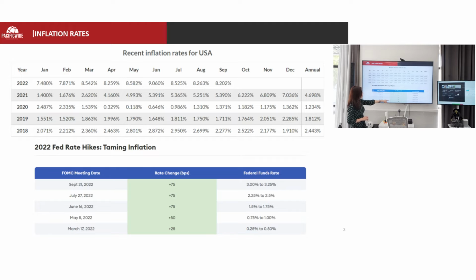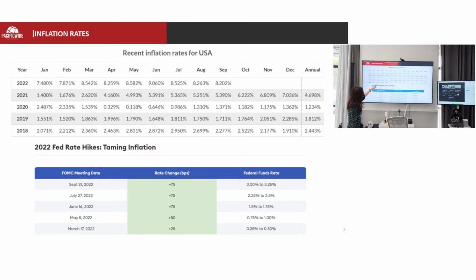They raised the federal fund rate from 0.25% to 0.5%. And the inflation rate in March 2022 is what? 8.542%. Do you see that? The inflation rate in March is over 8%. After they raised it by a quarter, the inflation rate went down a little bit. But then in May, it went up again. So in May, they raised the federal fund rate one more time, this time by 0.5%. So the federal fund rate became 1% in May.